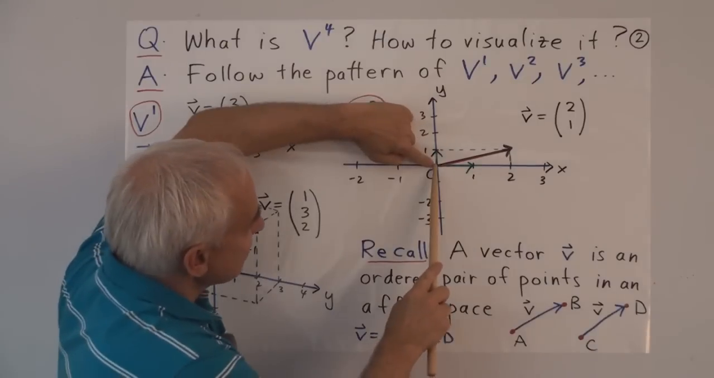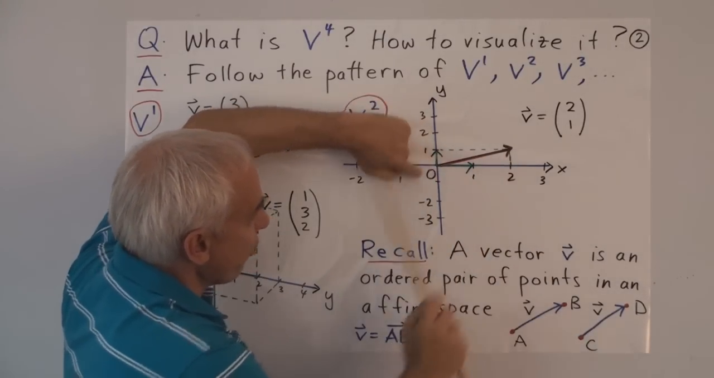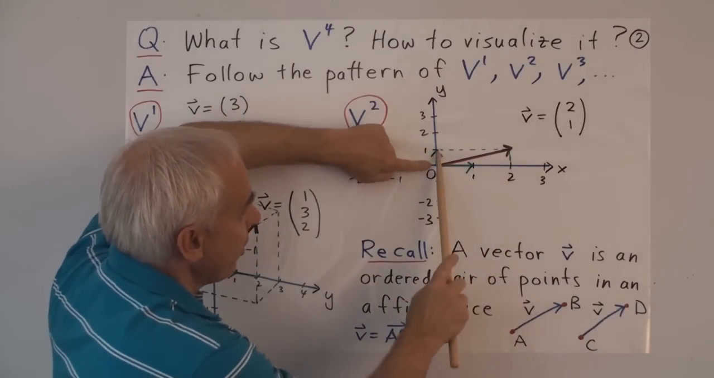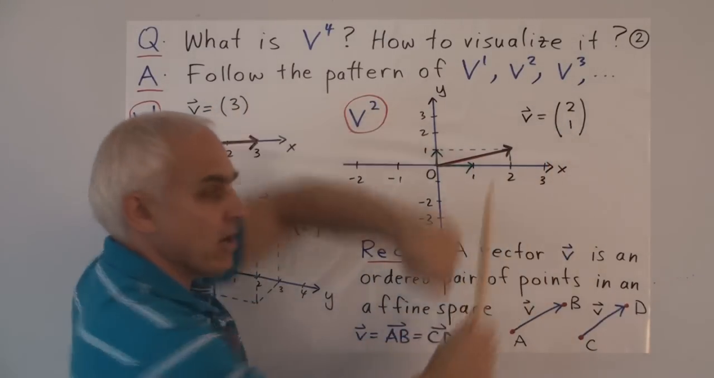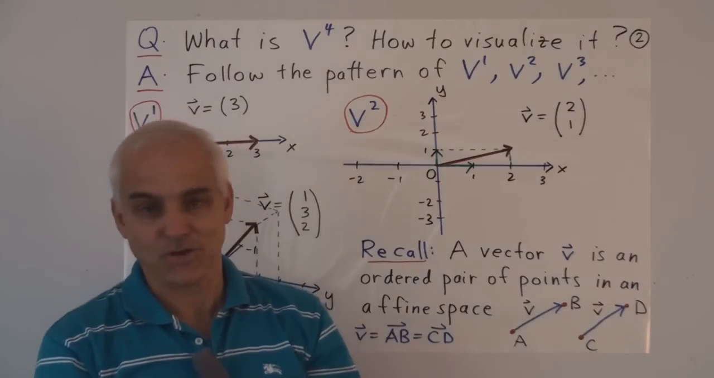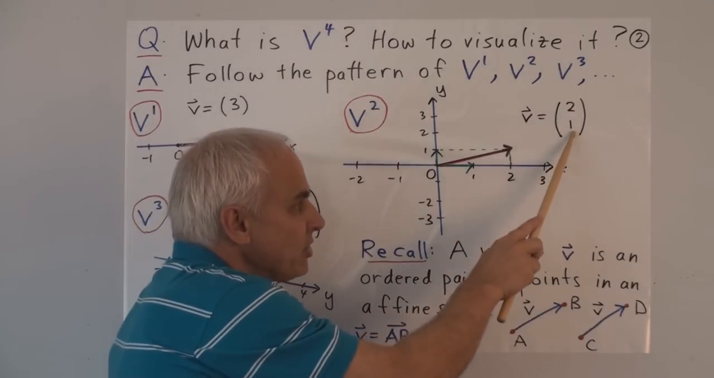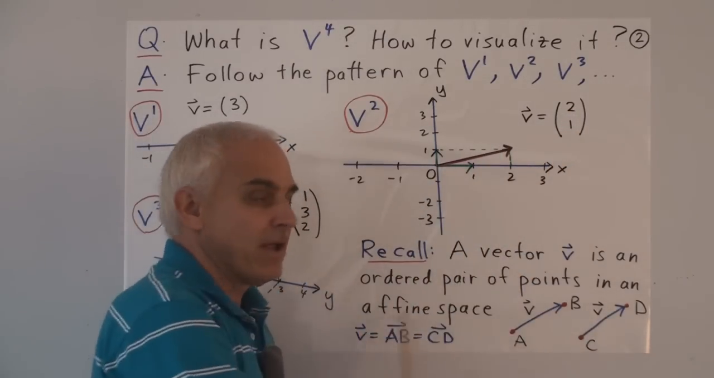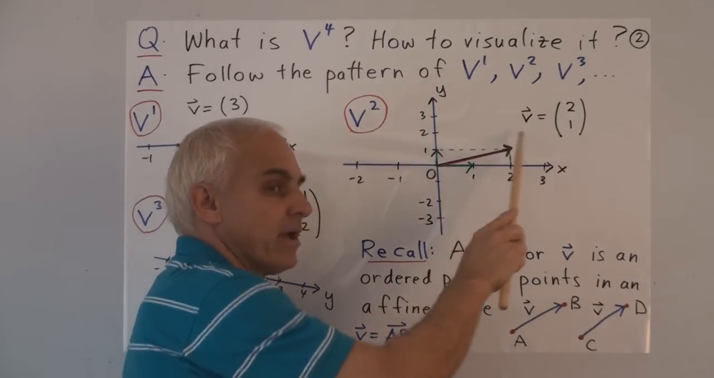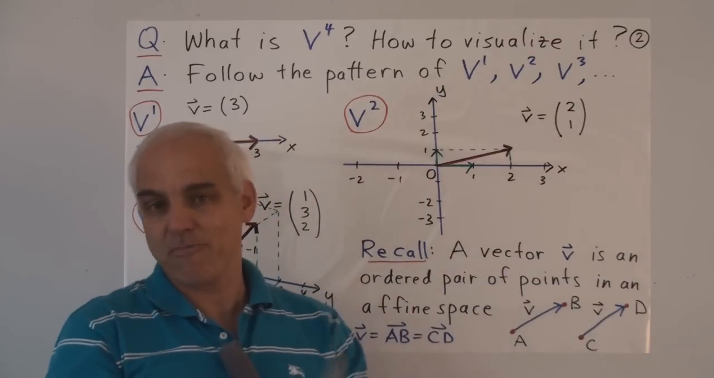So this vector from this point to this point has coordinates 2, 1, and it's represented by a column vector with entries 2, 1. So this notation really represents the vector, not so much a point, but rather a displacement or a pair of points.